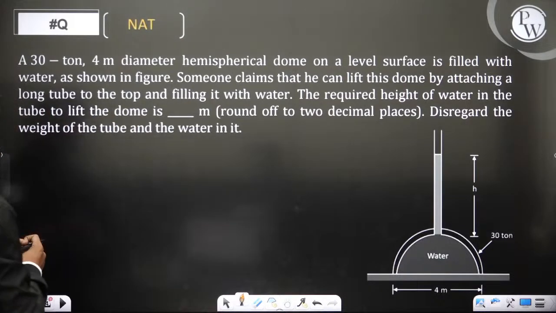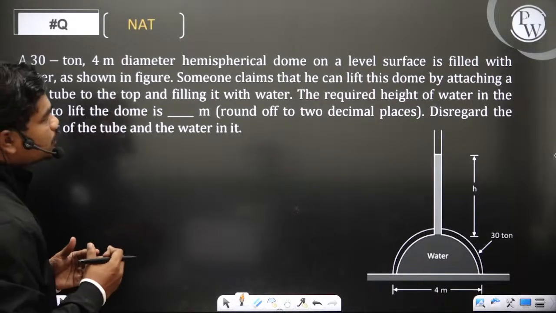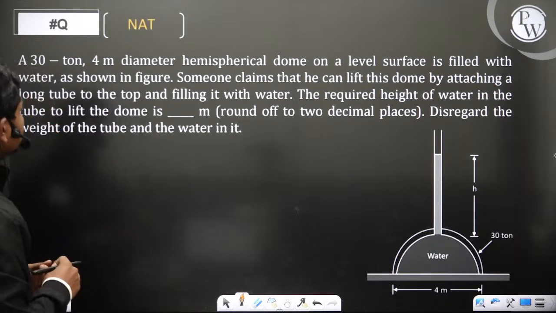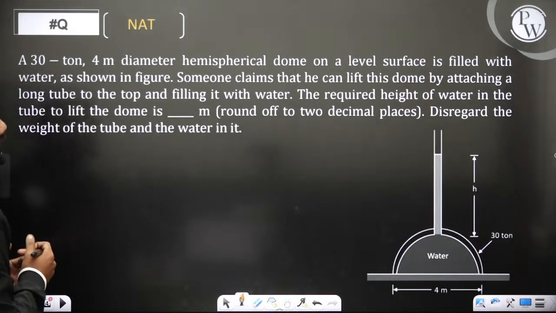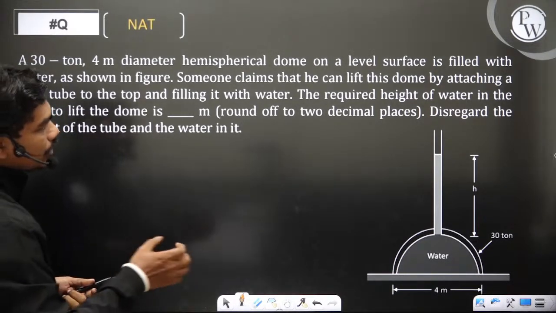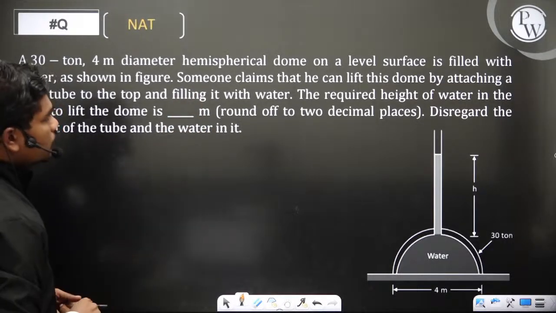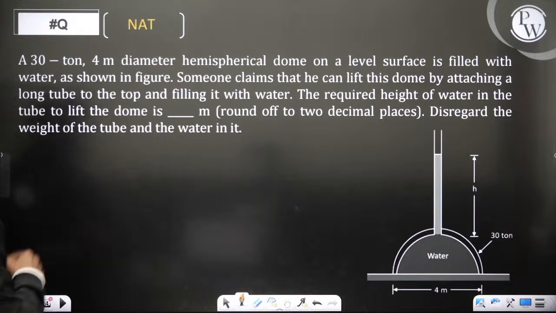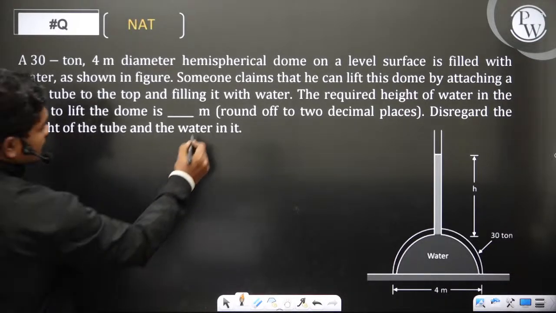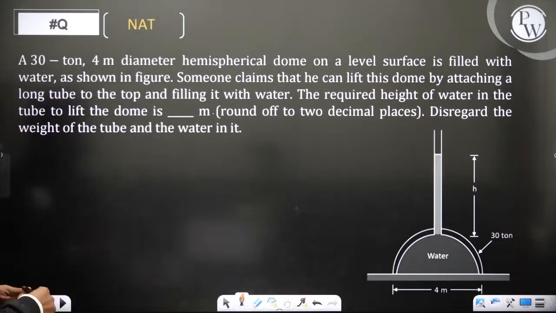A 30-ton, 4-meter diameter hemispherical dome on a level surface is filled with water as shown in the figure. Someone claims that he can lift this dome by attaching a long tube to the top and filling it with water. The required height of the water in the tube to lift the dome is dash meters, rounded to 2 decimal places. Disregard the weight of the tube and the water in it.